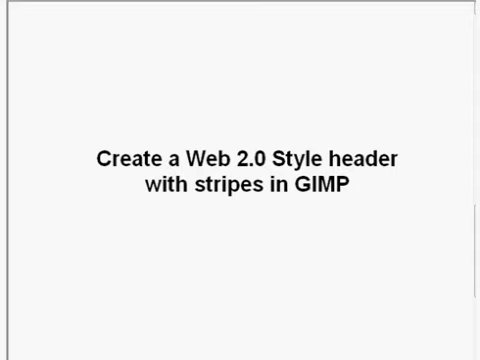Hi, in this video I'm going to show you how to create a Web 2.0 style header with stripes in GIMP. And if you don't know what stripes are, I'll show you in a minute. They're basically a shiny gradient look with stripes going down the header, and it makes it look pretty nice. After we create the stripes, you can decorate it with images, reflective words, or anything like that. So let's go ahead and get started.